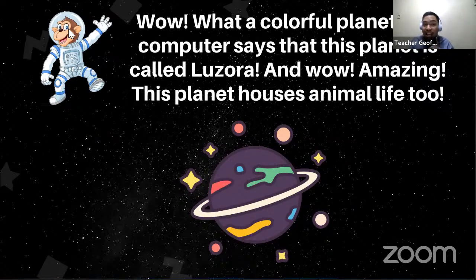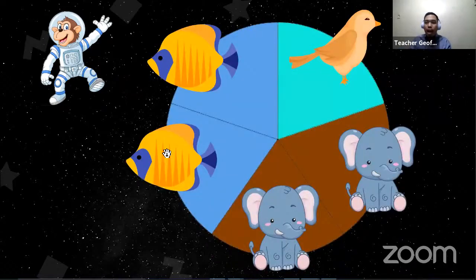Remember, kids, this is an imaginary land, so this is not real, okay? But then, in this adventure, we're pretending for it to be real. And I know that you will still be enjoying our adventure, even if it's just in our imagination, okay? Remember that planet Luzora houses animal life too. I'm really excited what kinds of animals there will be in this planet. Oh, the planet is composed of all these kinds of animals. And it's divided into 5 equal parts.